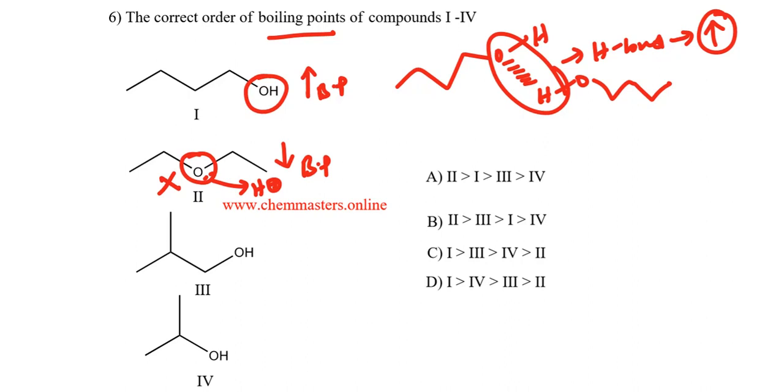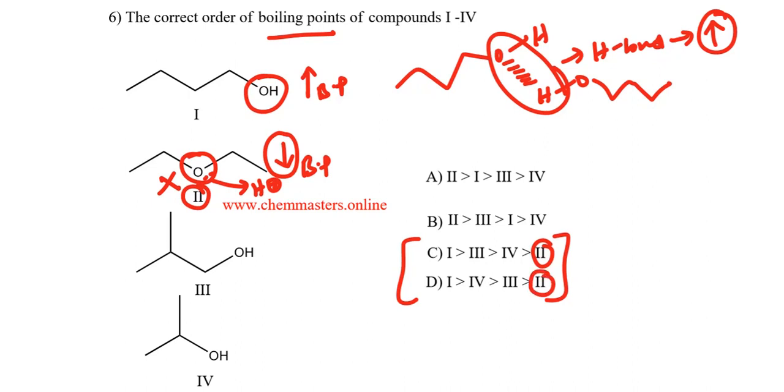Just remember this. From this point, we can say the second compound should have the least boiling point among the given four compounds. Just look at the options. The answer must be option C or option D, because the second compound, the ether, has the least boiling point.